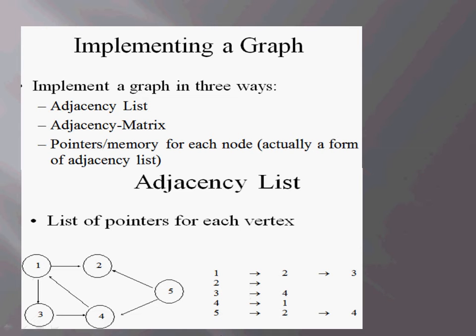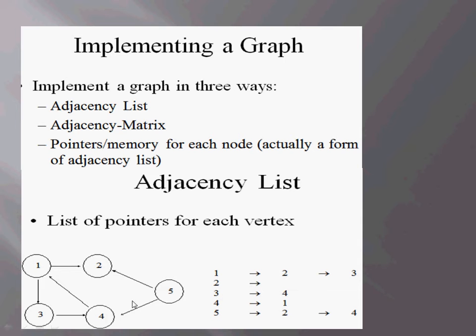Okay, so now implementing a graph. How we are going to implement a graph is the main topic. There are three ways to implement it: adjacency list, adjacency matrix, and pointers or memory for each node, which is actually a form of adjacency list. Okay, no problem. So first of all, what is the adjacency list?